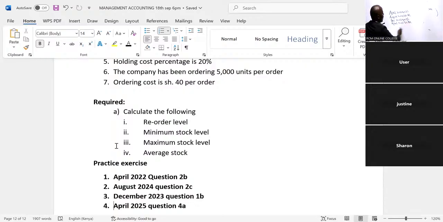Have they gotten the first question? We tackle it right away. Once you get it, please screenshot it and send it in our WhatsApp group. We want to tackle this April 2022, question 2B.